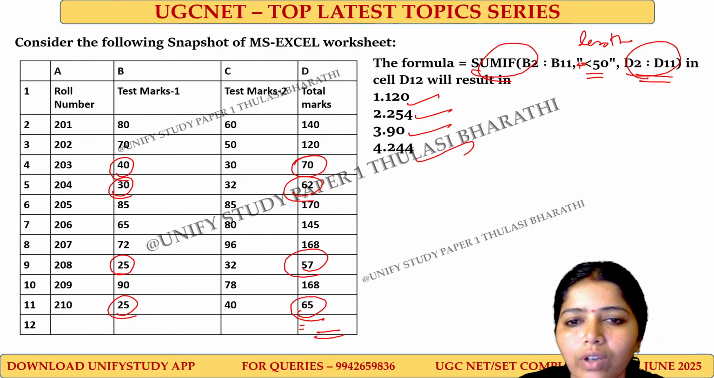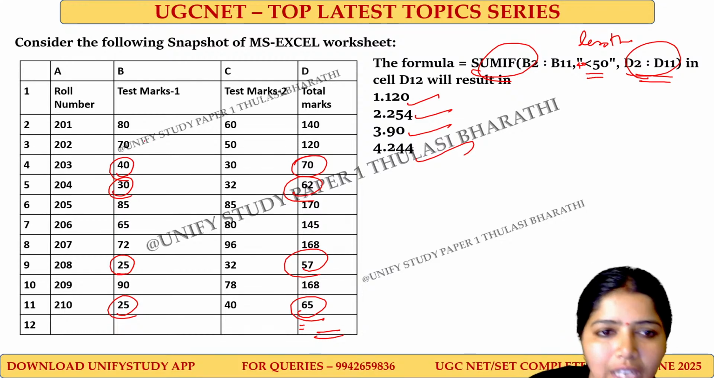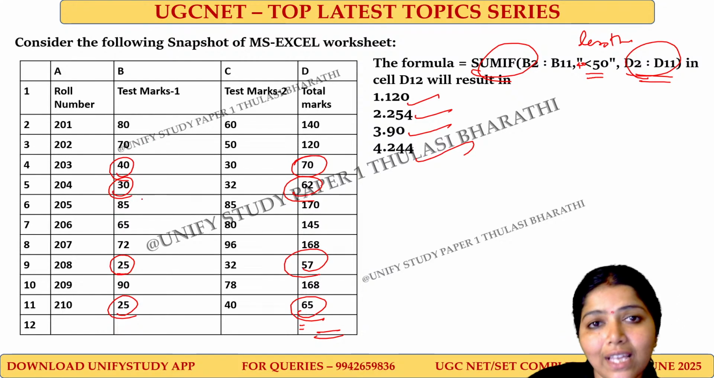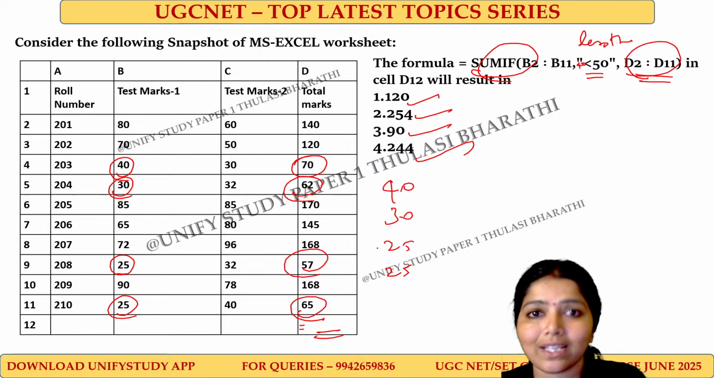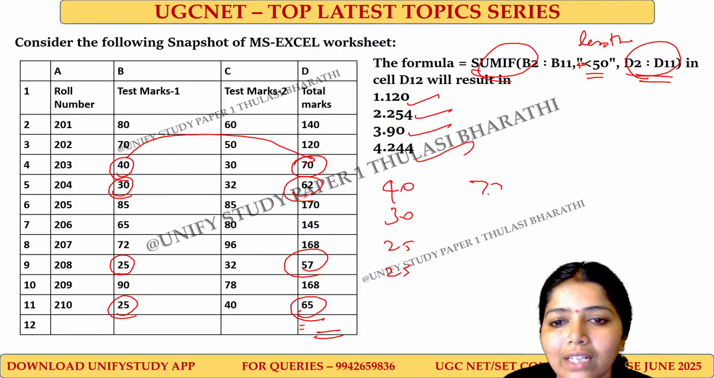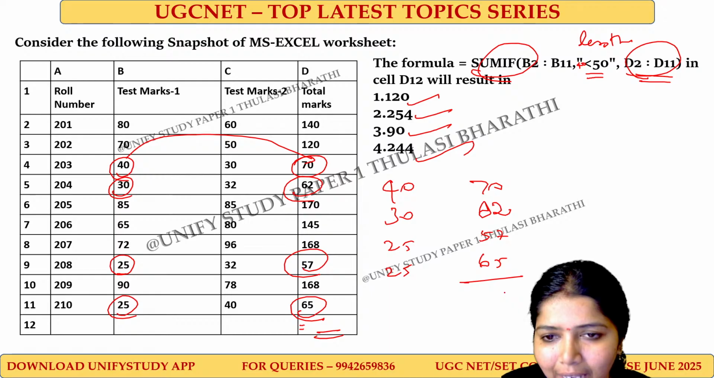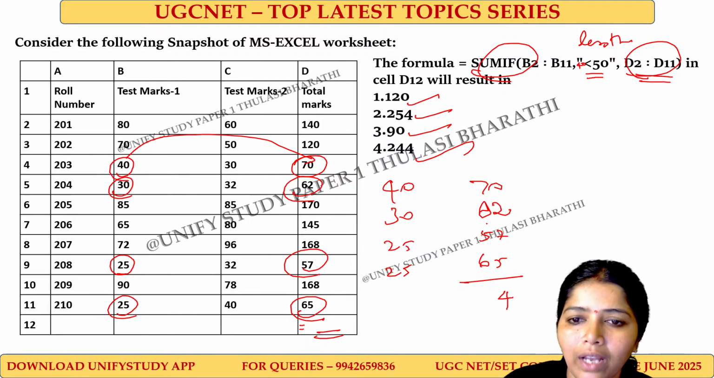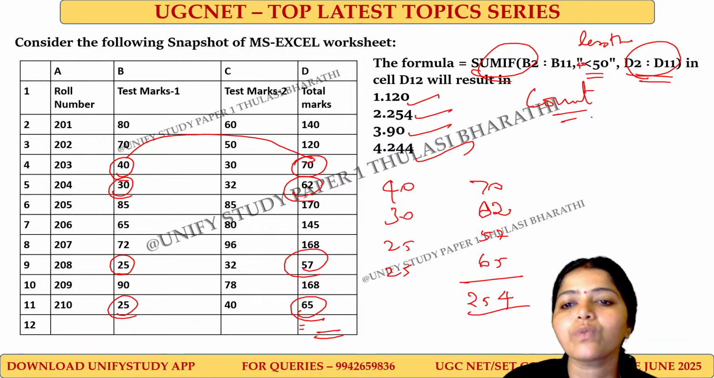The right answer for this question is option number 2. How? Because the first condition is B2 to B11, I have to select. Less than 50 I have to get. So 40, 30, 25, 25. Then go to the next condition D2 colon D11. We have to go to the corresponding D2 to D11, that is 70, 62, 57 and 65. What you have to do is sum the values. If I sum the values, I will be getting 254.